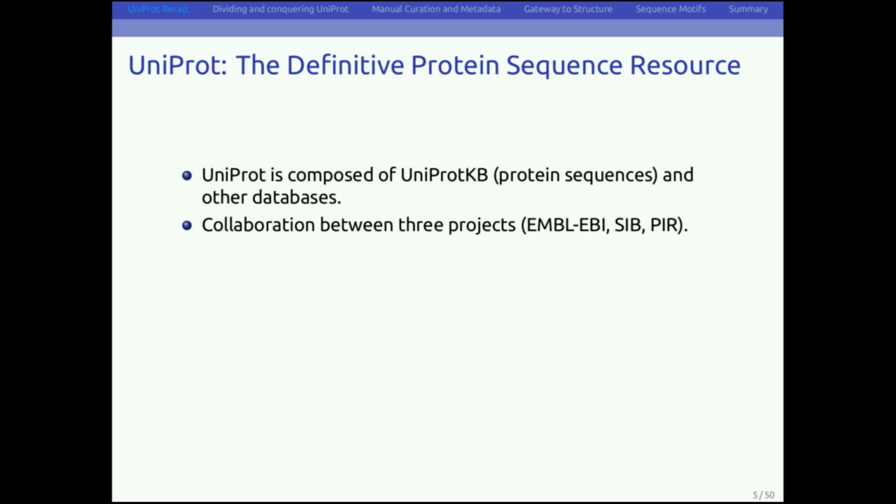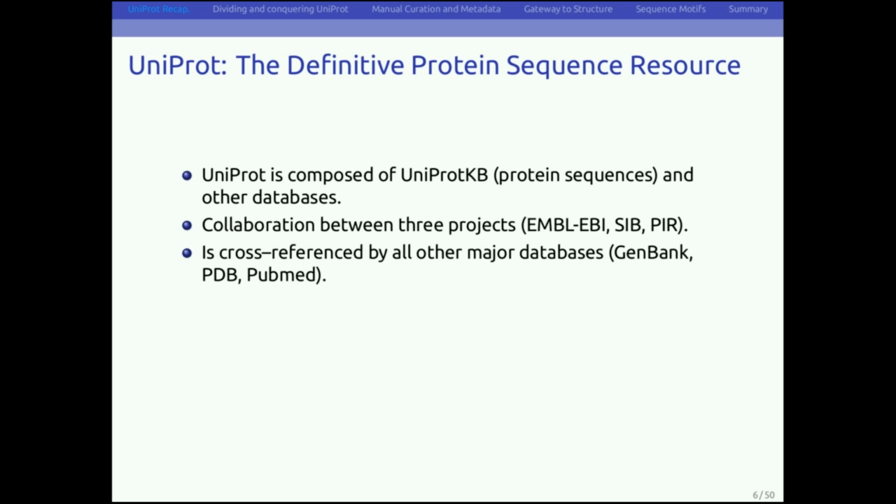UniProt is a collaboration between 3 projects. As I said, one of them is next door here in Cambridge, the EBI. One is the Swiss Institute for Bioinformatics, and the other one is the Protein Information Resource, which is indeed an American collaboration. I did make sure I looked it up afterwards so I could present that information to you.